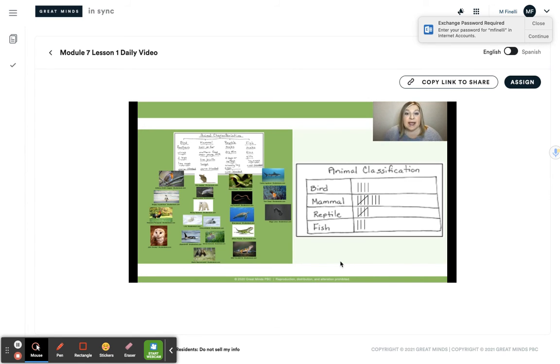Nice work, friends. Now we are going to use our data to answer some questions on our personal whiteboards. Press pause, find your personal whiteboard and dry erase marker, and press play when you are ready to continue.